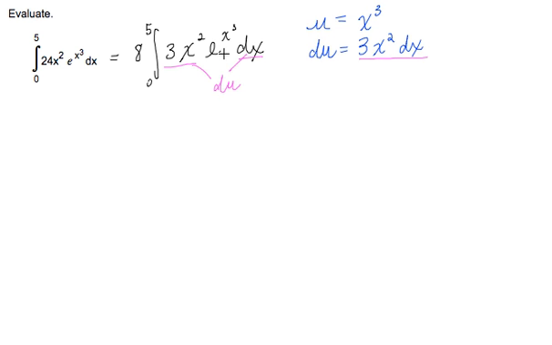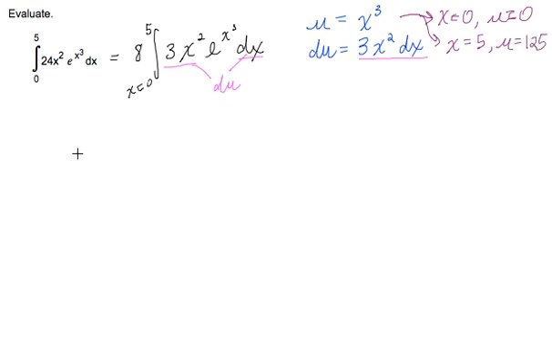Now when we convert this to an integral in terms of u, we've also got to convert the limits of integration, because the original limits of integration are x values. That means evaluate it from x is 0 to x is 5. So let's go ahead and find what u would be when x is 0 and when x is 5. So 0 cubed is still 0. So when x is 0, u is 0. And when x is 5, 5 cubed is 125.